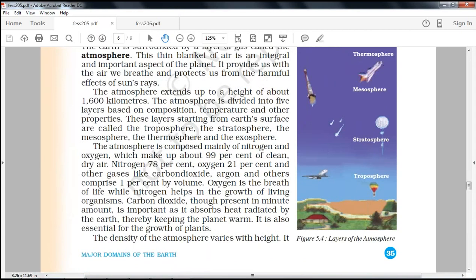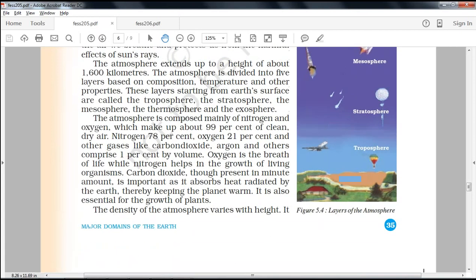It extends up to the height of 1600 kilometers, and the atmosphere, this domain of Earth, is divided into 5 layers based on the composition, temperature, and other properties. So these layers, starting from Earth's surface, are called 1. Troposphere, 2. Stratosphere, 3. Mesosphere, 4. Thermosphere, and the last one, the fifth one, is exosphere.